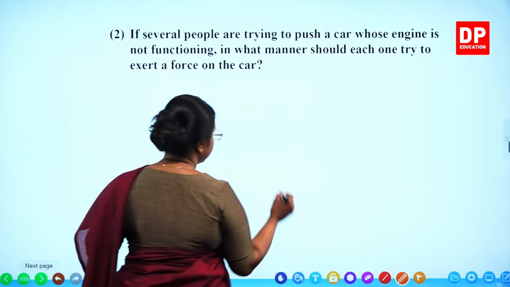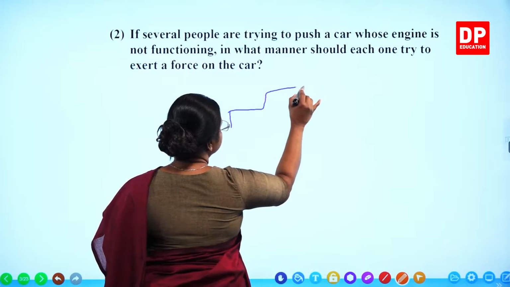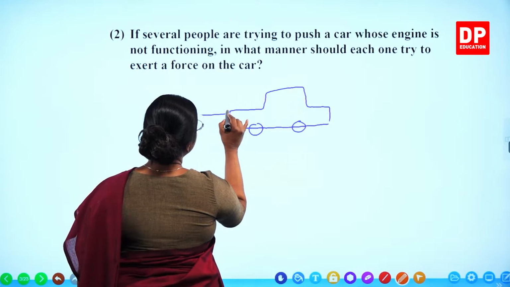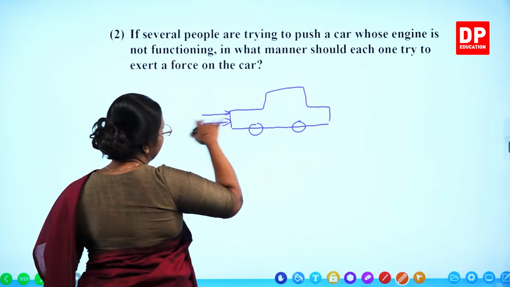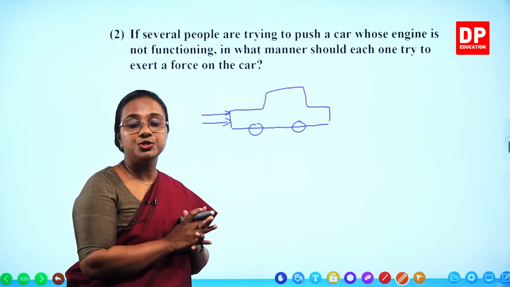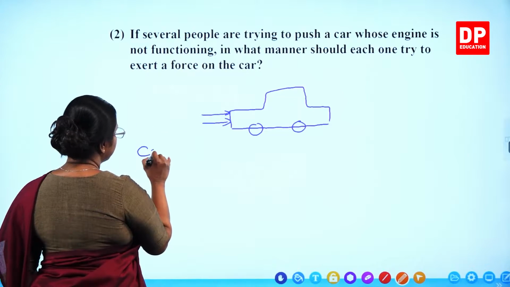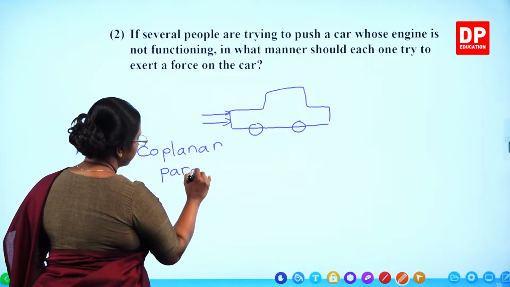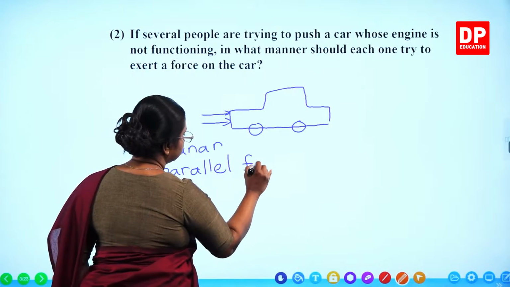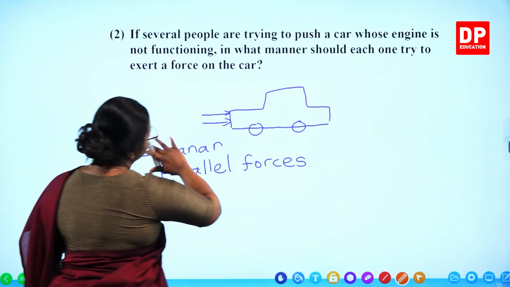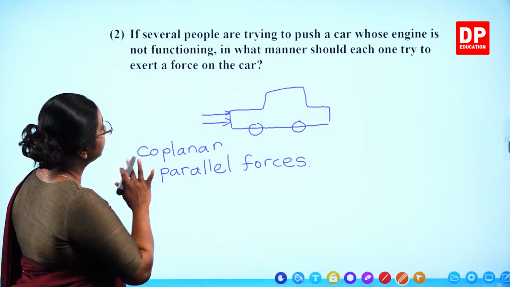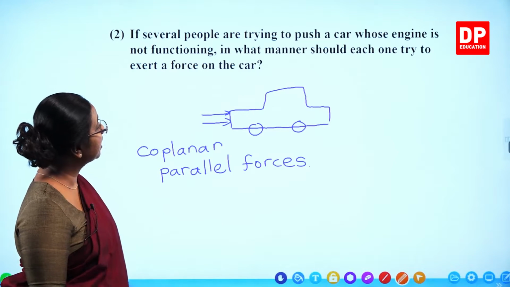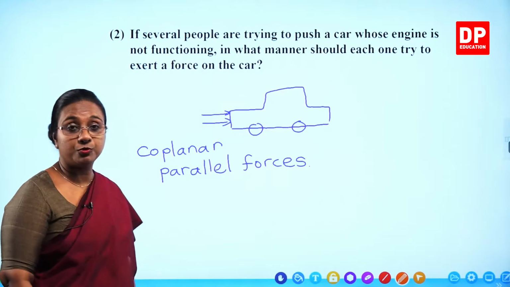So if this is going to be the car, so this is the car, each one has to push this way parallelly. On the bonnet, they have to push parallelly. So here it has to be coplanar parallel forces. It's not a must to draw the diagram. You all have to explain how they should apply the force. In what manner should each one try to exert a force on the car?